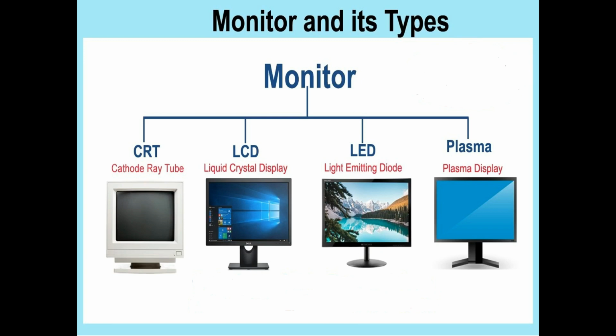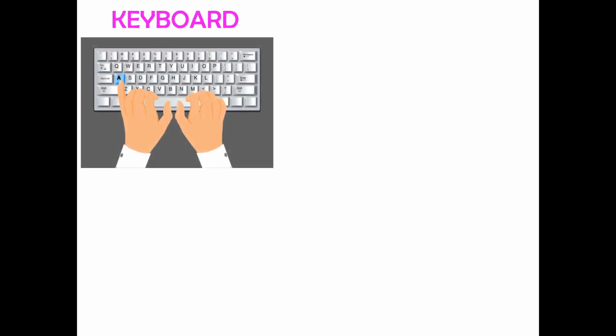The different types of monitors. The first one is a CRT. CRT stands for cathode ray tube, and the second one is an LCD. LCD stands for liquid crystal display. Third one is LED. LED stands for light emitting diode, and the last one is a plasma display. Nowadays most people are using LED monitors.